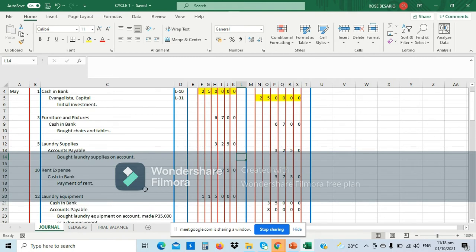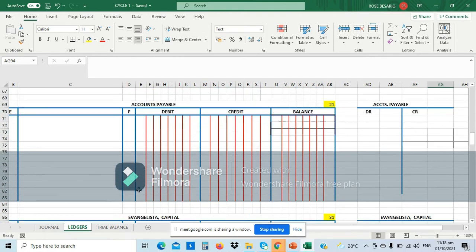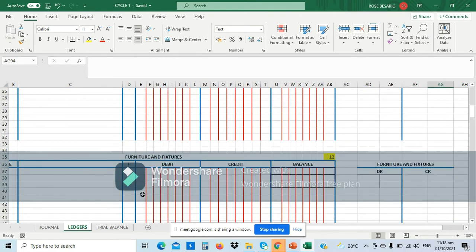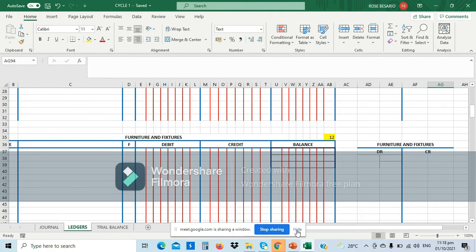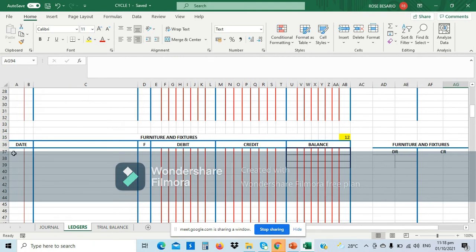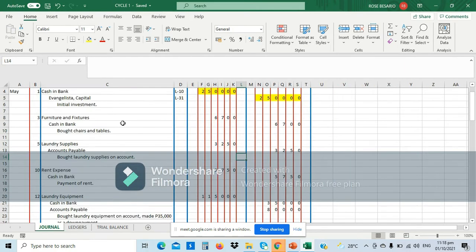Our next transaction is May 3. So this is furniture and fixtures. So look now for the furniture and fixtures account or ledger. Okay, so this is the one. So let's start with the date 2018 and then May. This is May 3. So no need for explanation, just post directly. This is debit here.